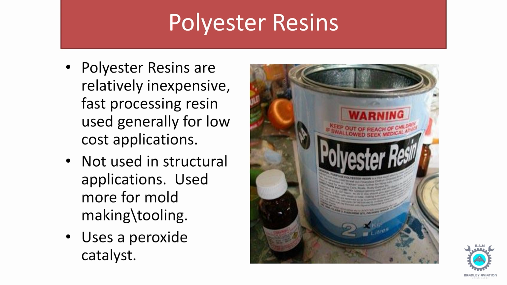Polyester resins. Polyester resins are relatively inexpensive, fast-processing resins used generally for low-cost applications, not used in structural applications, used more for mold-making tooling. Uses a peroxide catalyst.